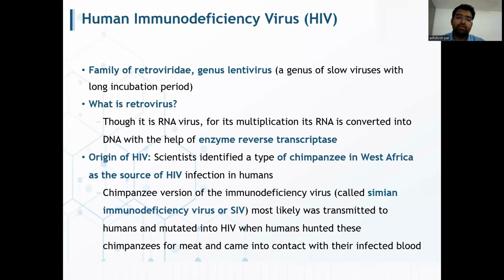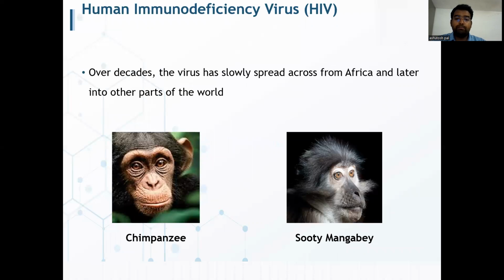The origin of HIV: scientists identify a type of chimpanzee in West Africa as the source of HIV infections in humans. The chimpanzee version of immunodeficiency virus is called simian immunodeficiency virus or SIV. It most likely was transmitted to humans and mutated into HIV when humans hunted these chimpanzees for meat and came in contact with their infected blood. So this is the chimpanzee, this is the Sooty Mangabey, another monkey. Over the decades, the virus has slowly spread from Africa into other parts of the world.